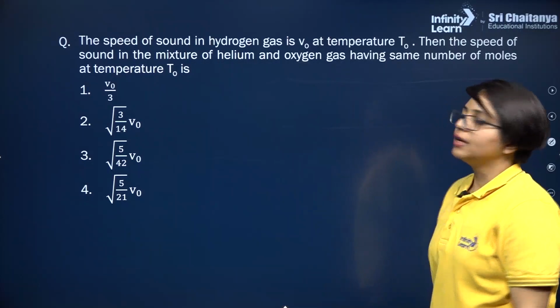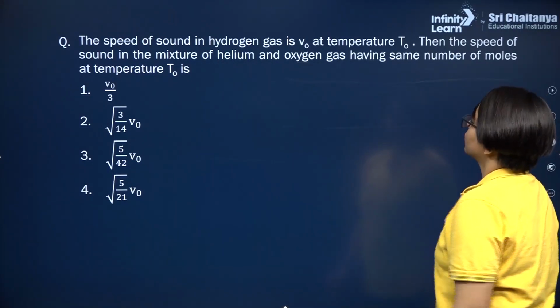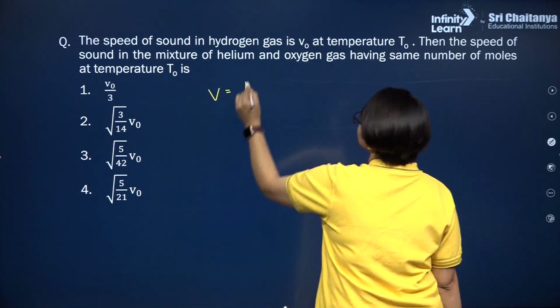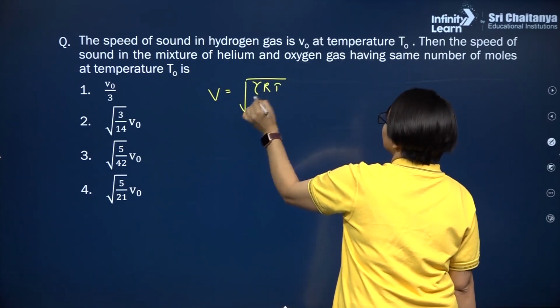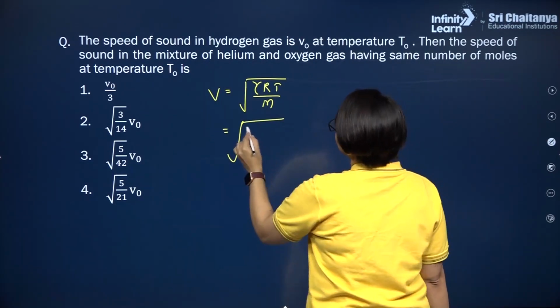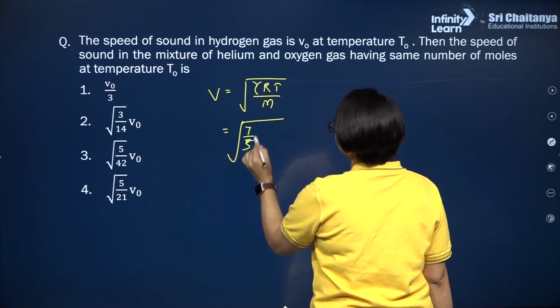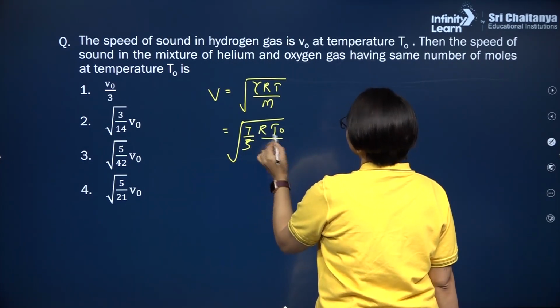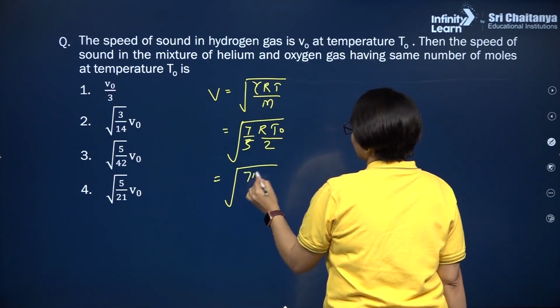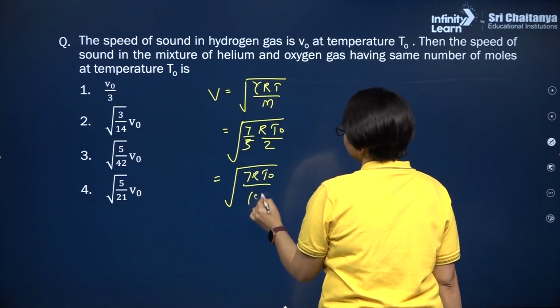Next is this one. The speed of sound in hydrogen gas is V0 at temperature T0. So the speed of sound is under root gamma RT divided by M for hydrogen gas. It is a diatomic gas, so gamma is 7 upon 5, and R T0 divided by M, where M for hydrogen is 2. So it is under root 7 R T0 divided by 10.